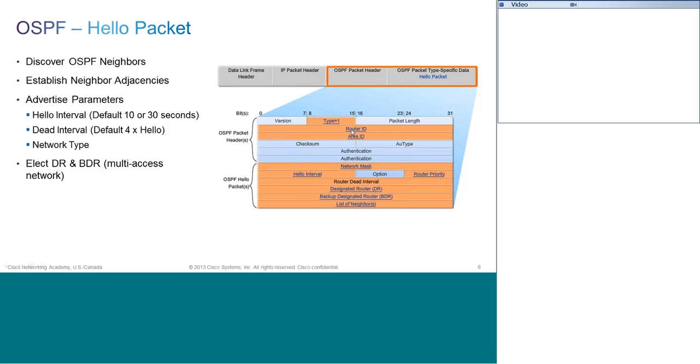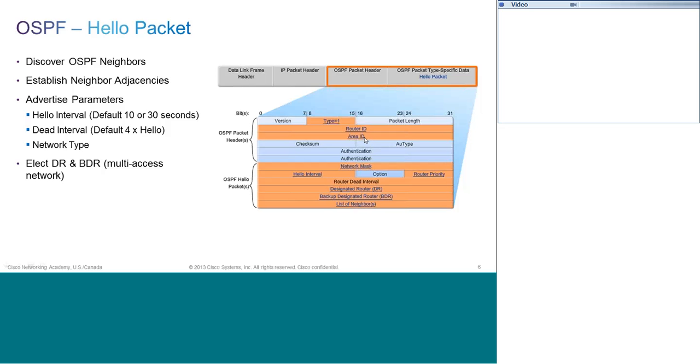You also notice that there is a field for the router ID. This is a 32-bit value expressed in dotted decimal notation used to uniquely identify the originating router. It will have the same format as an IP version 4 address.